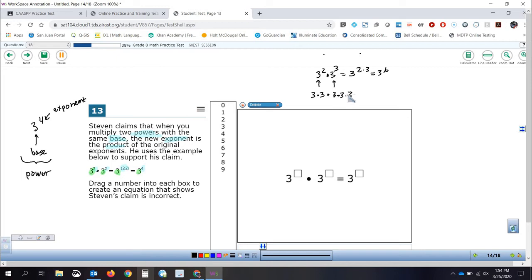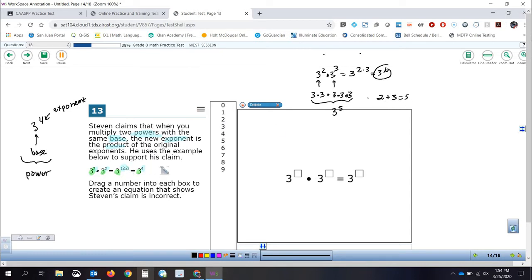Well, each of these dots means the same thing, multiplication. So what do I end up with? 1, 2, 3, 4, 5. How many? 5 threes. So 3 to the second times 3 to the third is 3 to the 5th, not 3 to the 6th. How do you get 5 from 3 and 2? You add, correct? 2 plus 3 equals 5. So Stephen is incorrect. Instead of multiplying, you add.